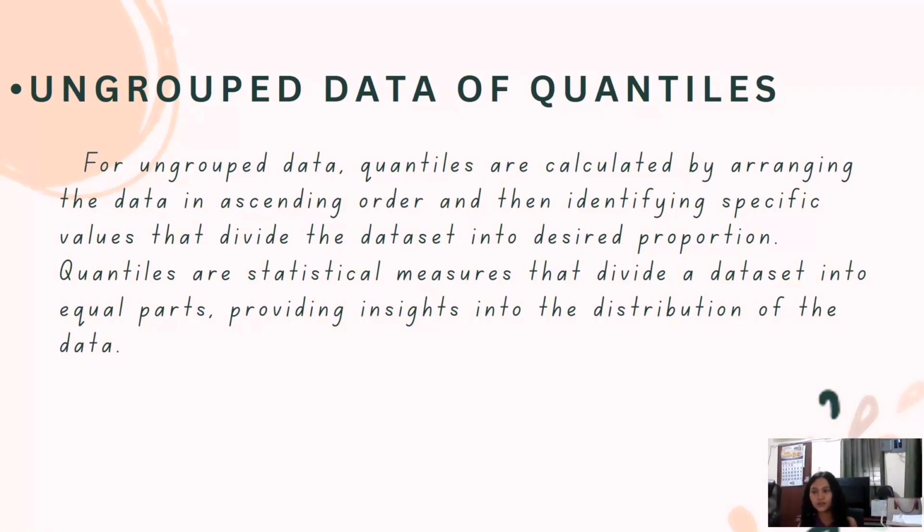As we have grouped data of quantiles, we also have the ungrouped data. So what is ungrouped data? For ungrouped data, quantiles are calculated by arranging the data in ascending order and then identifying specific values to divide the dataset into desired proportion. Quantiles are statistical measures that divide a dataset into equal parts, providing insights into the distribution of the data.